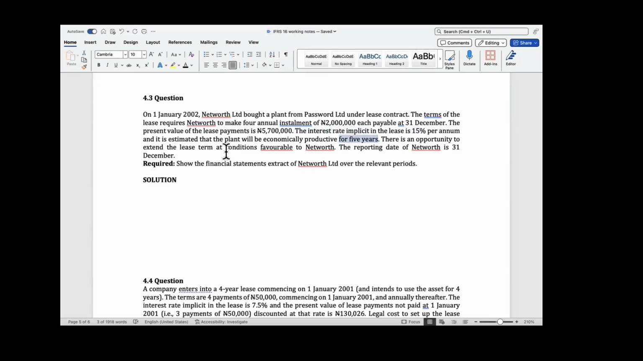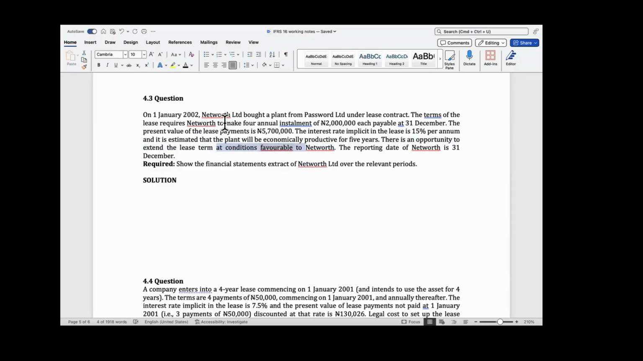Now, I was told that there's an opportunity to extend the lease on the condition favorable to Networth. So there is a period of extension. And I was told that the condition is favorable to Networth. That clearly shows that Networth will extend the lease.